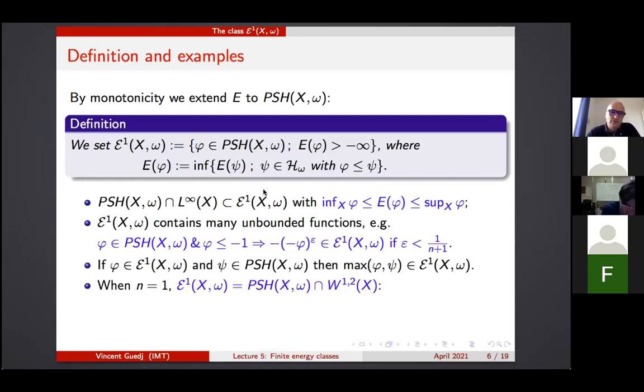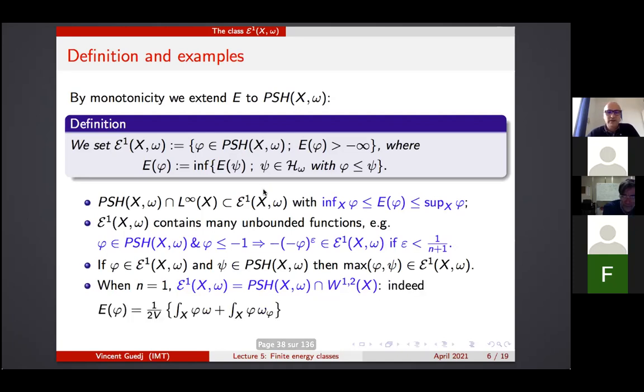And maybe the first good intuition you should get of E1 comes from complex dimension 1. So if X is a compact Riemann surface, then E1 of X is the set of omega subharmonic functions whose gradient is in L2. So the W^{1,2} denotes the standard Sobolev space. And why is that so?